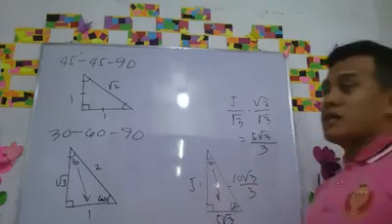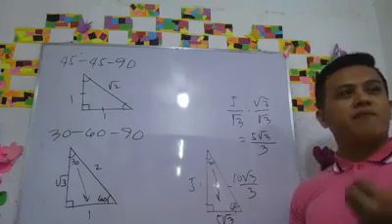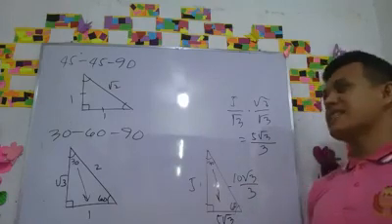Okay, there you go. These are the two special right triangles. These are the 45, 45, 90 and 30, 60, 90 triangles.